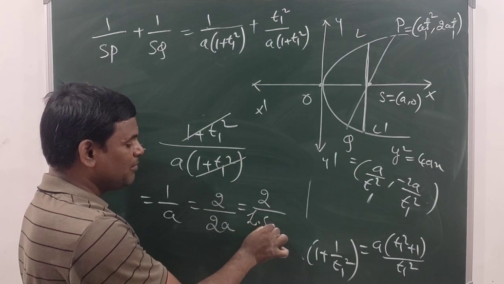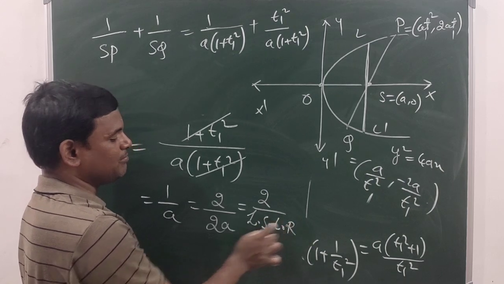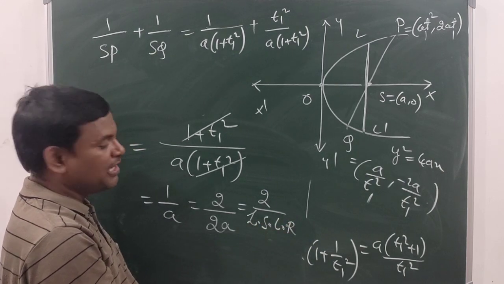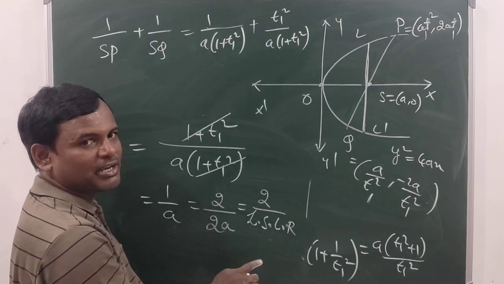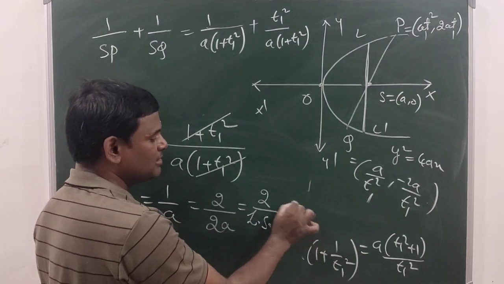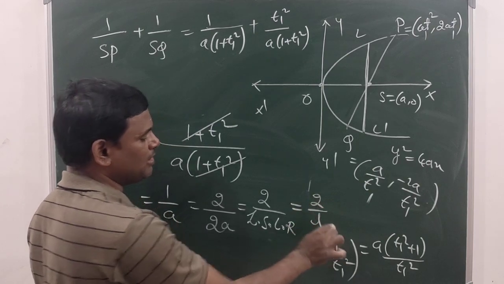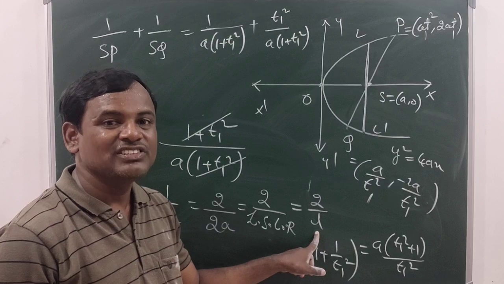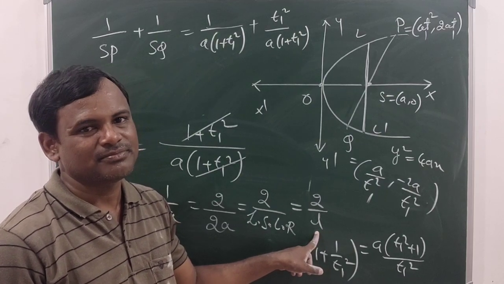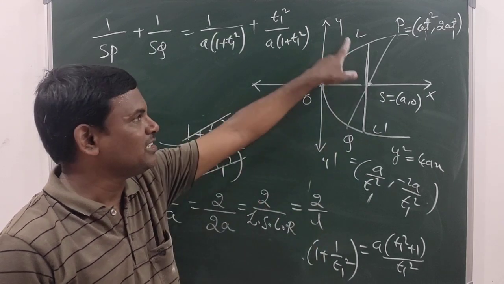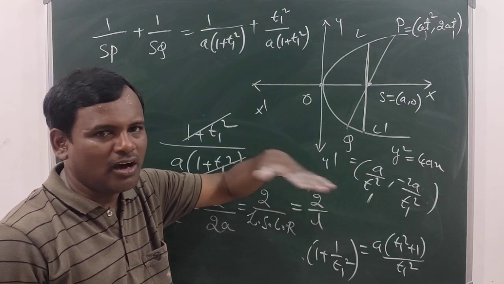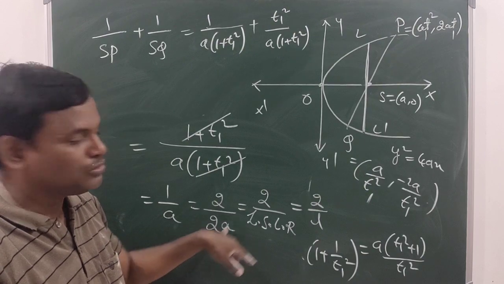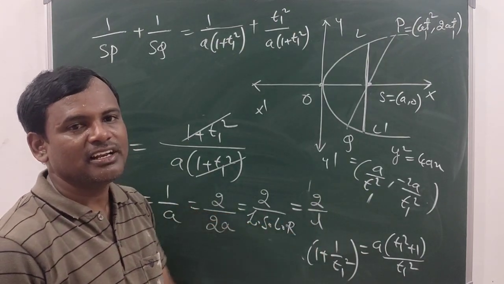Length of semi-latus rectum. If you take this length of semi-latus rectum as L, then this is equivalent to 2 by L. Here what is L? Length of semi-latus rectum. Okay? Actually the latus rectum length is 4a, no? Half. So that half length is 2a. So that one I am representing here with L.